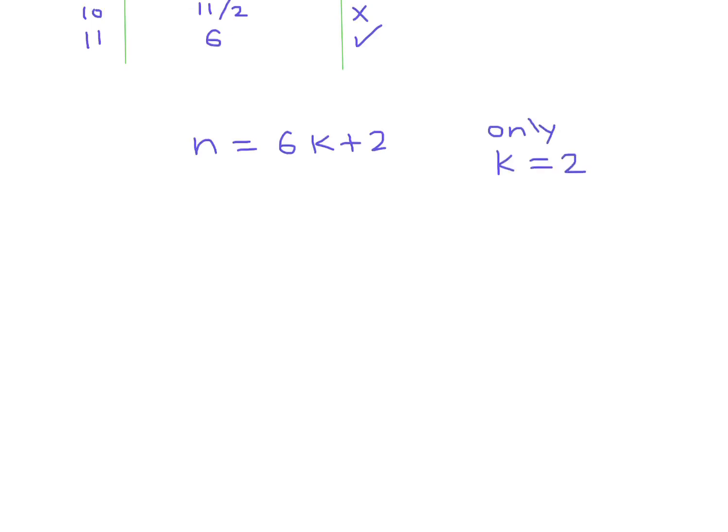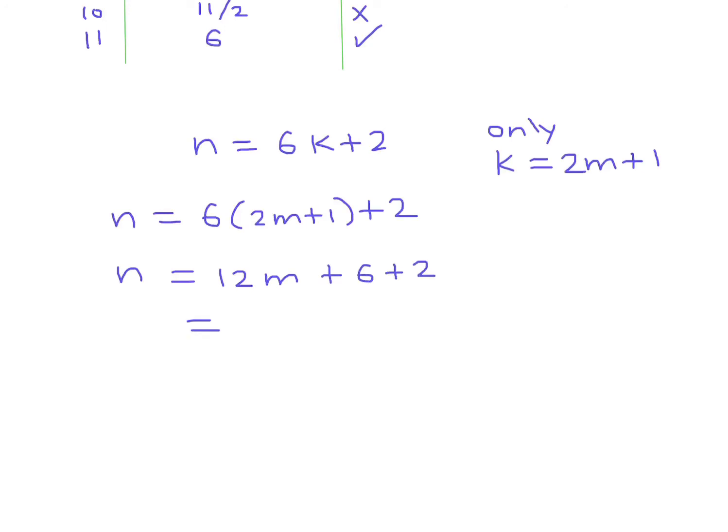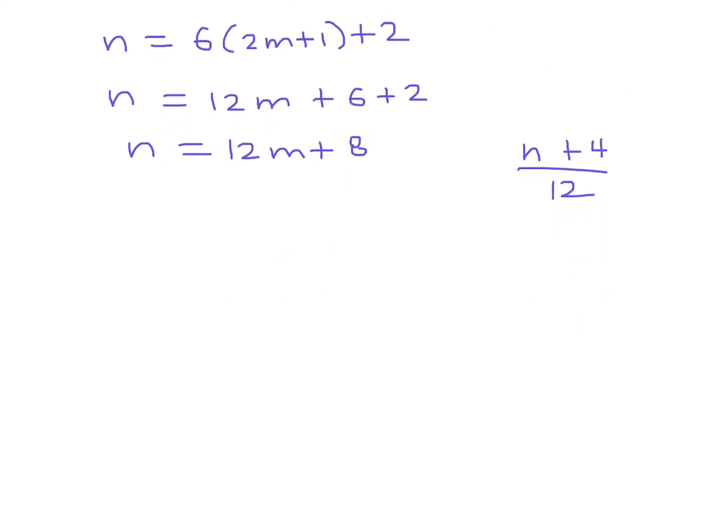So when k is, for example, 2m plus 1, we plug that in: 6k, but k is 2m plus 1. It's an odd number. And therefore, n becomes 12m plus 6 plus 2, which is 12m plus 8. All right? And now finally, we have to show that n plus 4 over 12 is an integer. Okay, that shouldn't be a problem. n plus 4 over 12.